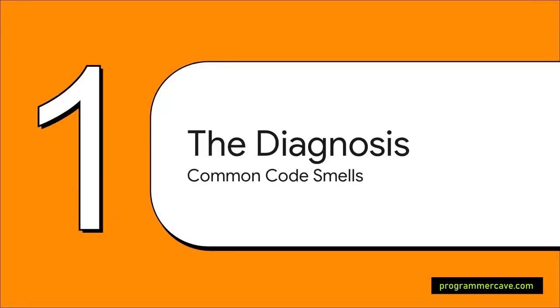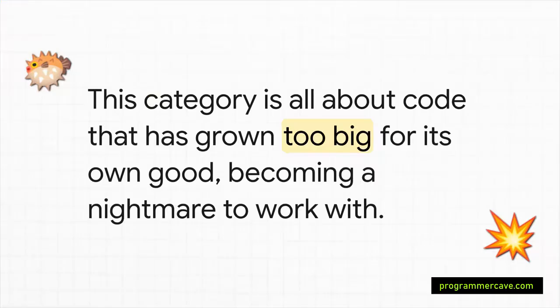Okay, so to get good at spotting these things, it really helps to put them into categories. Think of this next part as our field guide to the most common types of code smells out there. It's time to put on our detective hats and learn exactly what to look for. First up on our list, we have the bloaters. And yeah, it's exactly what it sounds like. This is code that has just grown so big that it's become a pain to manage.